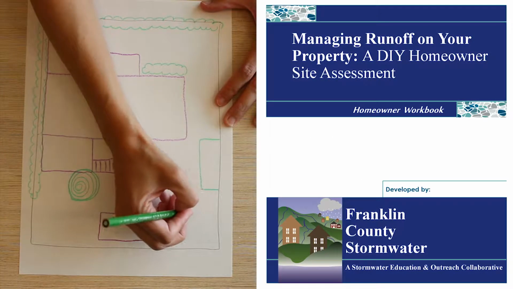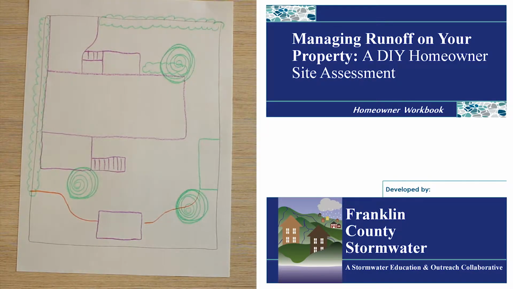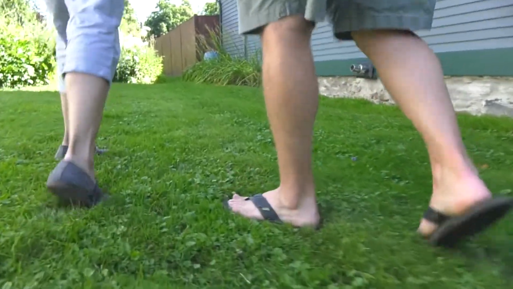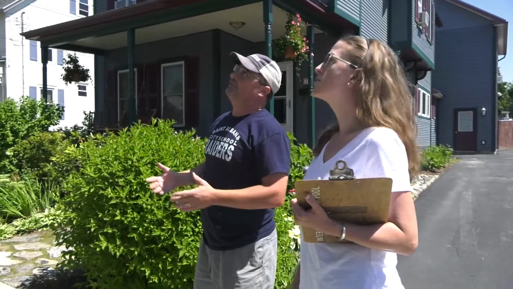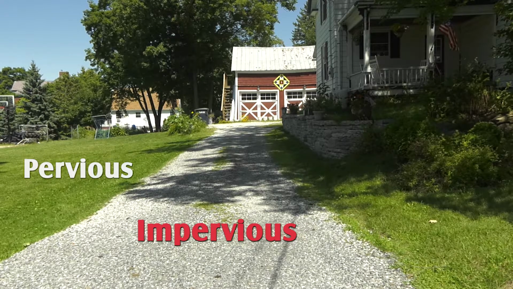We will walk through ways to do this exercise using a pencil and paper and an online tool. The best place to start this exercise is to walk your property and take note of your property boundaries, as well as basic features around you, like the location of structures and plants. Let's first identify your property features as either an impervious or pervious surface.